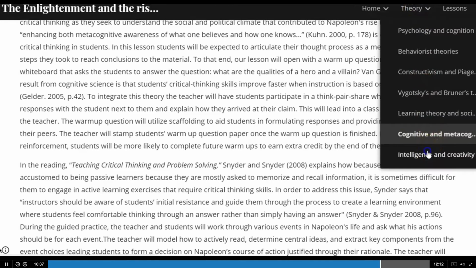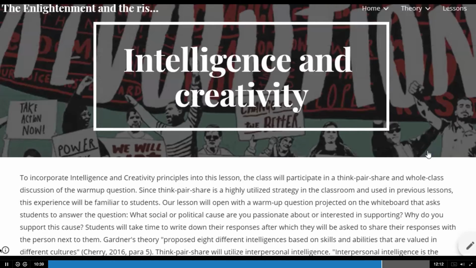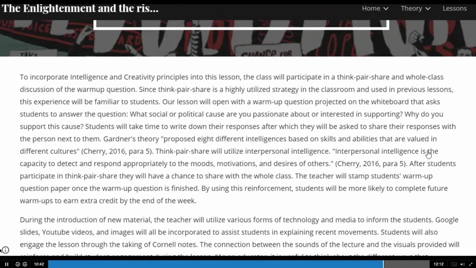And finally, in the final week of this lesson plan unit, we focus on intelligence and creativity. To incorporate intelligence and creativity principles in this lesson, the class will participate in Think, Pair, Share, whole class warm-up discussion. Gardner proposed 8 different intelligences based on skills and abilities that are valued in different cultures. A Think, Pair, Share will utilize interpersonal intelligence. Interpersonal intelligence is the capacity to detect and respond appropriately to the moods, motivations, and desires of others.